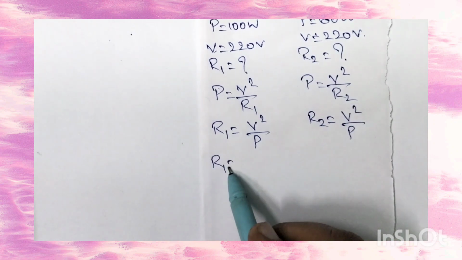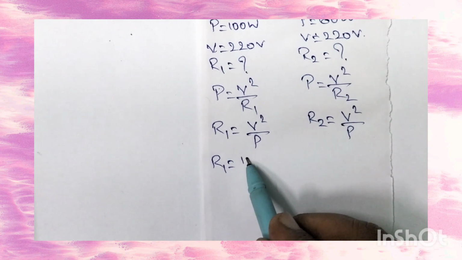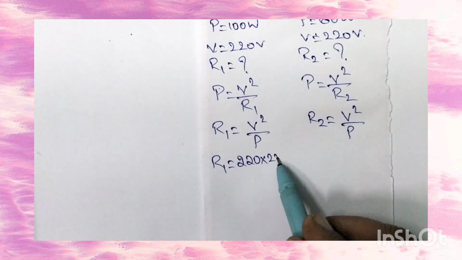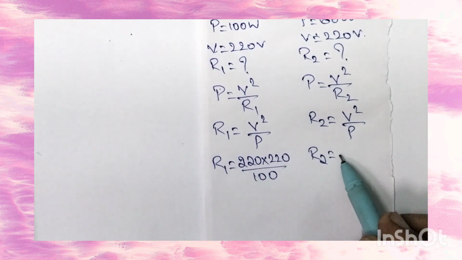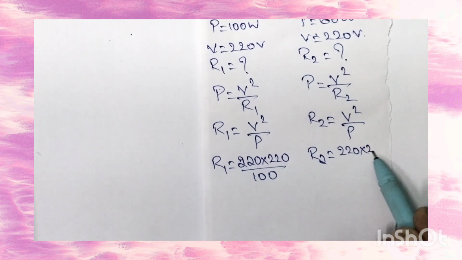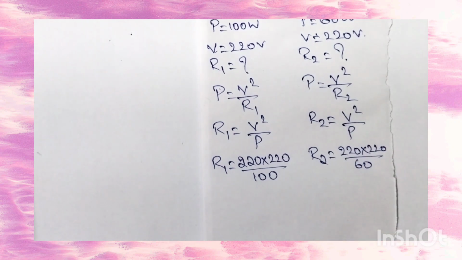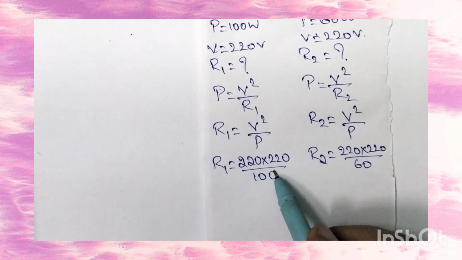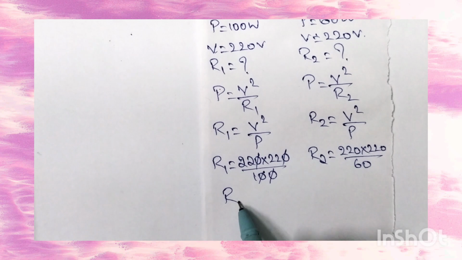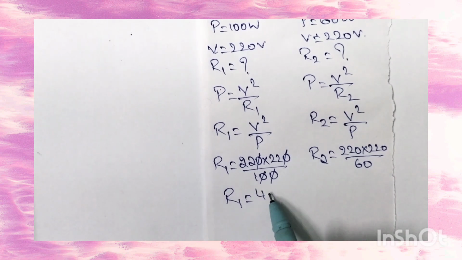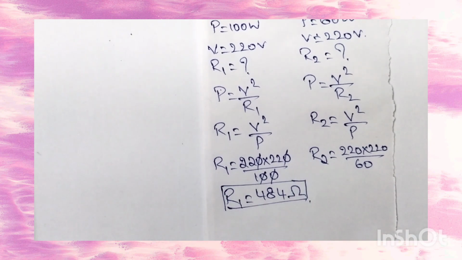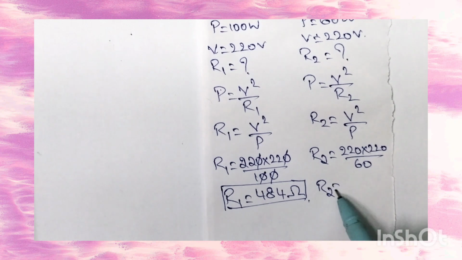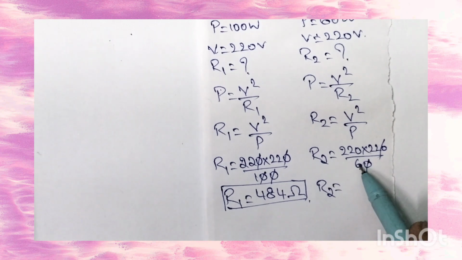So R1 is equal to V square, that is 220 into 220 divided by P, power is 100 watt. So here R2 is equal to V square, that is 220 into 220 divided by 60. That is power is 60. So here one 0, here one 0 will get cancelled. So R1 is equal to 22 elevens is 484 ohm. This is the resistance of first lamp. Then coming to the second one, R2 is equal to, so both the zeros will get cancelled. So 2 3s, 2 11s.